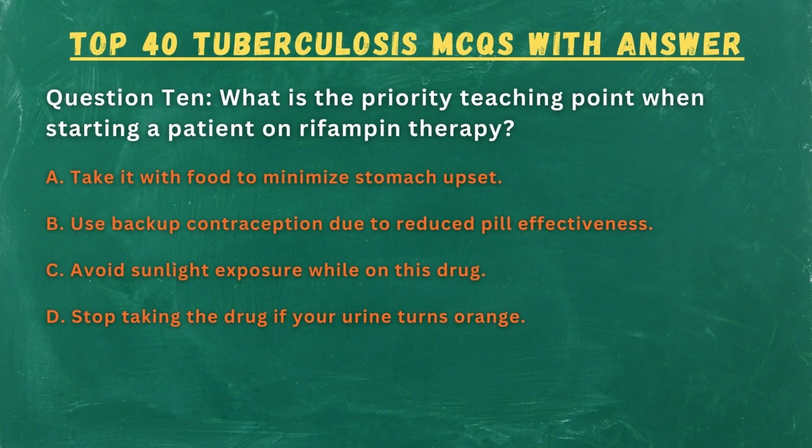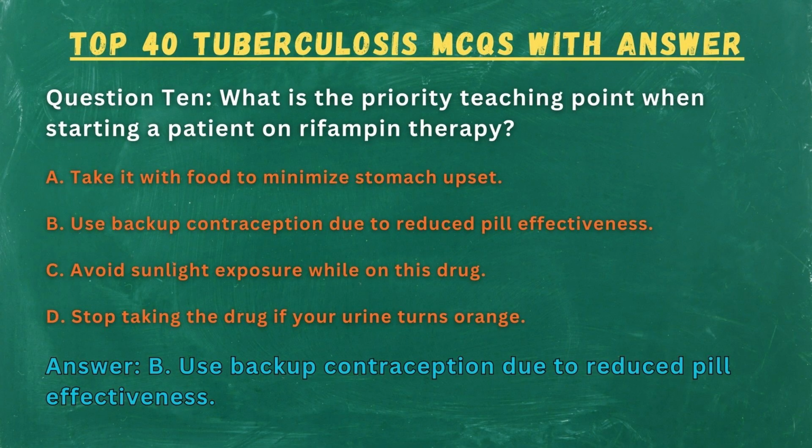Question 10. What is the priority teaching point when starting a patient on rifampin therapy? A. Take it with food to minimize stomach upset. B. Use backup contraception due to reduced pill effectiveness. C. Avoid sunlight exposure while on this drug. D. Stop taking the drug if your urine turns orange. Answer. B. Use backup contraception due to reduced pill effectiveness.